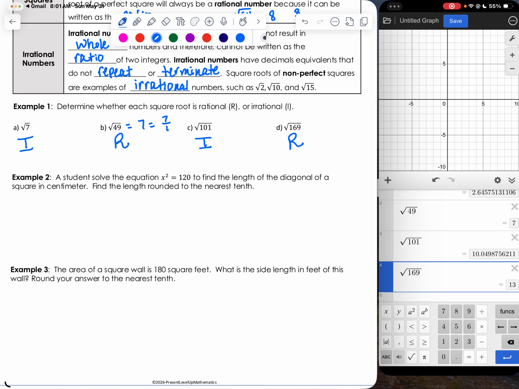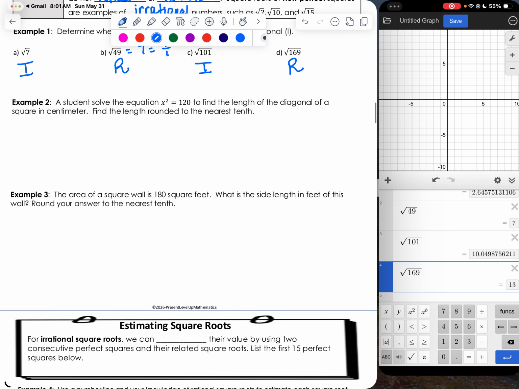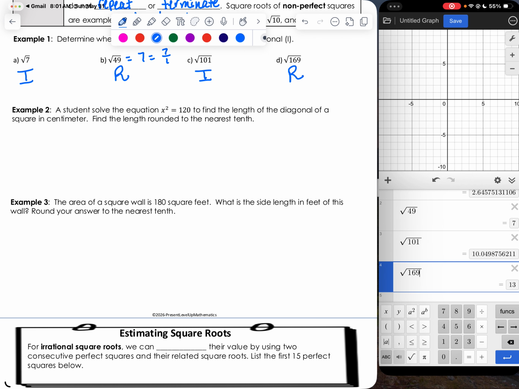Example 2. A student solved the equation x squared is equal to 120 to find the length of the diagonal of a square in centimeters. Find the length rounded to the nearest tenth. So if the student was solving this equation, let's rewrite it.